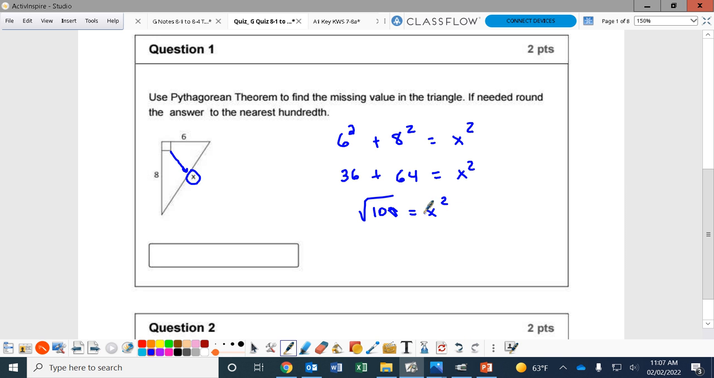Take the square root of both sides, and the square root of 100 would be 10. Bless you. Okay. Anything on Pythagorean theorem, the basics, straightforward, anything?